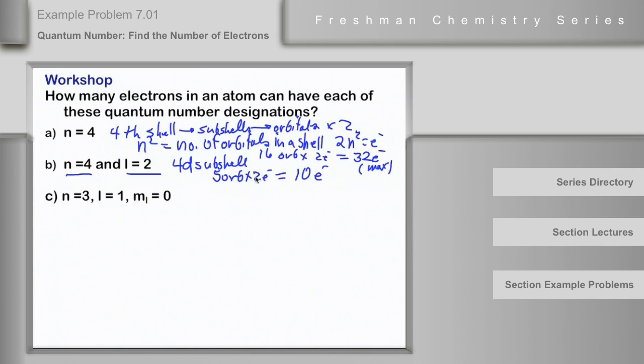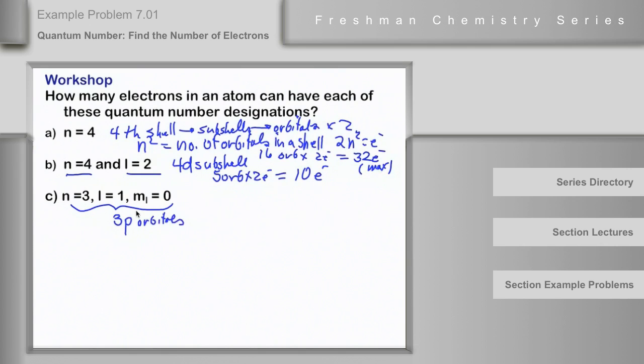Let's look at the third one then. N is equal to 3, L is equal to 1, M sub L is equal to 0. Is that an allowed combination? The answer is yes, it is. If n is equal to 3, L can be 0, 1, or 2. If L is equal to 1, M sub L can be negative 1, 0, positive 1. So that's a legit combination, and those three quantum numbers specify an orbital. It's the 3p orbital, one of the 3p orbitals.